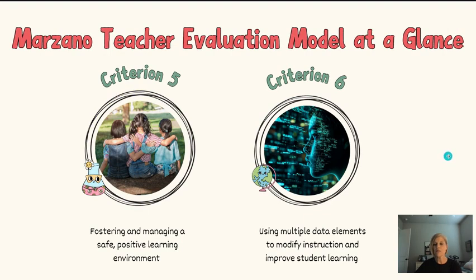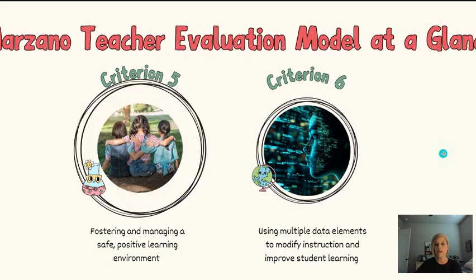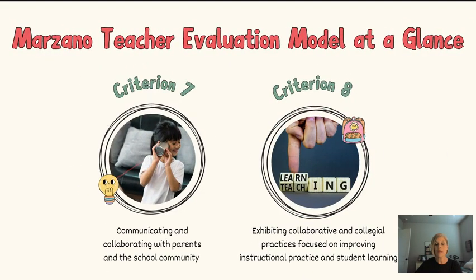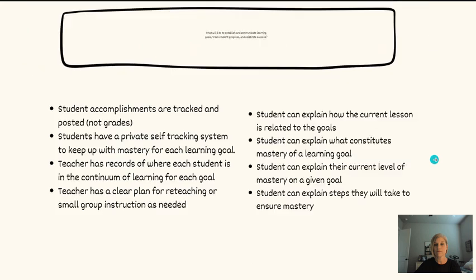Criterion 6 is using multiple data elements to modify instruction and improve student learning. Criterion 7 is communicating and collaborating with parents and the school community. Criterion 8 is exhibiting collaborative and collegial practices focused on improving instructional practice and student learning.